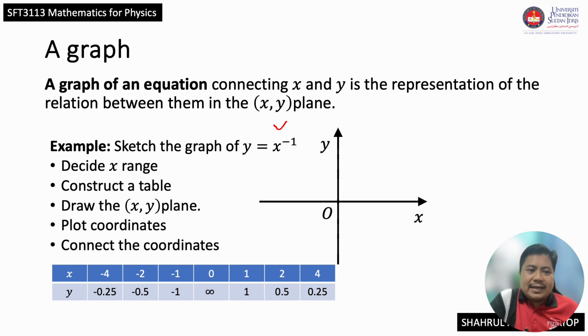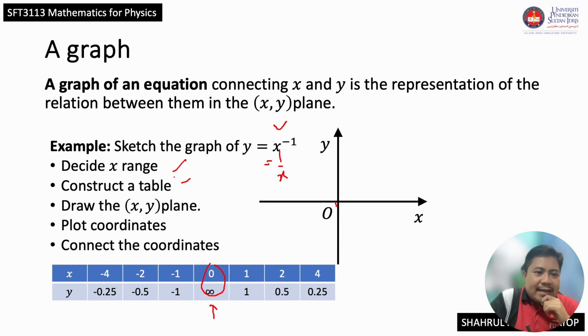Now let us construct a table, and then calculate those numbers, where minus 4 gives 1 over minus 4, because this is equal to 1 over x, right? So 1 over minus 4 is minus 0.25, minus 2 gives minus 0.5, and so on. This is particularly important for this function: at x equals 0, y goes to infinity.